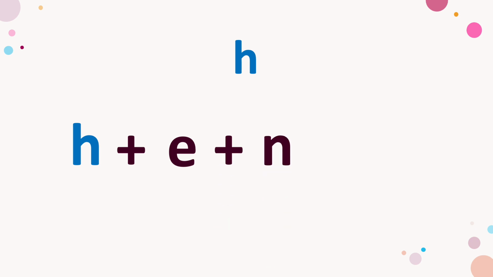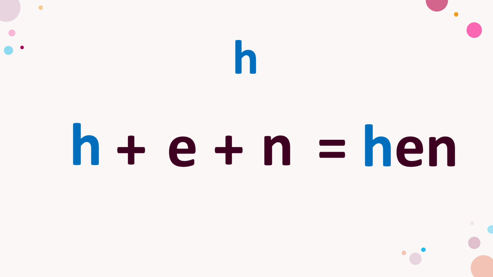Let's read another word. What is this sound? H. What is this sound? E. Let's blend them. H, E, he. What is this sound? Shall we blend them all? H, E, he, hen. Let's try again. H, E, he, hen. Great job! You just read another three-letter word.